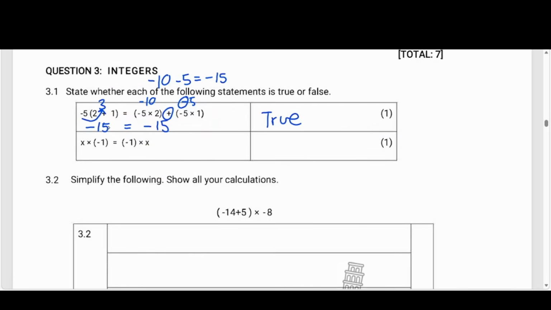At the bottom here, let's get a different color. We've got x times minus 1. So x times minus 1 is going to be minus x on that side. On the other side, minus 1 times x, again, that is also minus x. And so we get that these are again equal. So this is also a true statement.